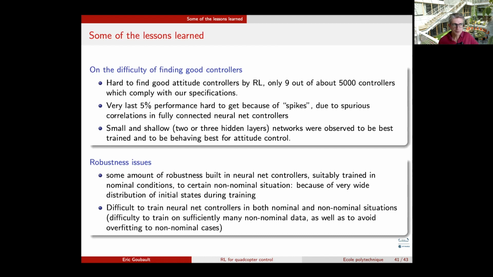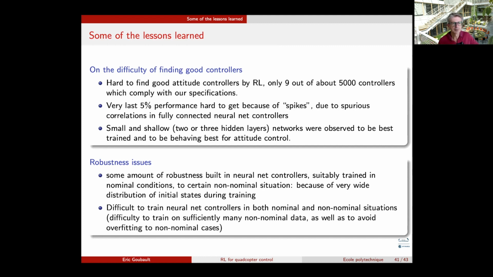The strange thing as well is that it's not as simple as one could expect to find a good controller. Out of 5,000 controllers, we had just 9 which were exhibiting really good performances. Many of the other ones are not really that good. The very last 5% of performance is really very hard to get because of the spikes we observed on each of these controllers. And with these spikes, you can spot the problem: it's due to spurious correlations between the different axes, pitch, roll, and yaw.